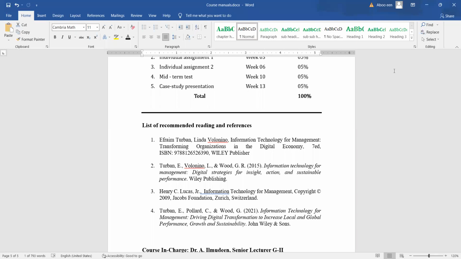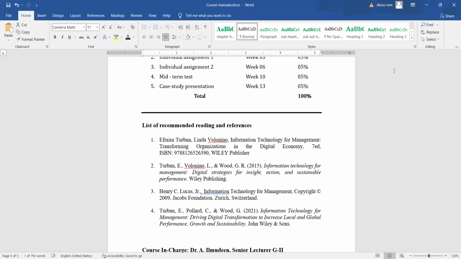Okay, great. So these are some of the listed recommended reading and references for this subject. Information Technology for Management, Transforming Organizations in the Digital Economy, 7th edition, the author is Efraim Turban. You can find this book as a recommended reading. The second one is Information Technology for Management, Digital Strategies for Insight, Action, and Sustainable Performance, published in 2015. The author is Turban.